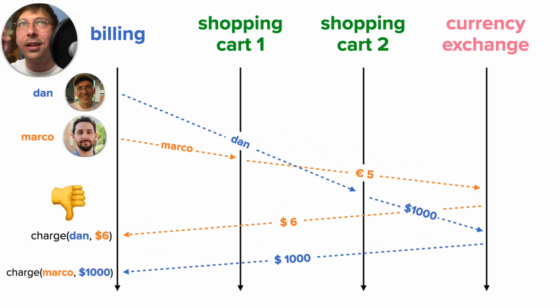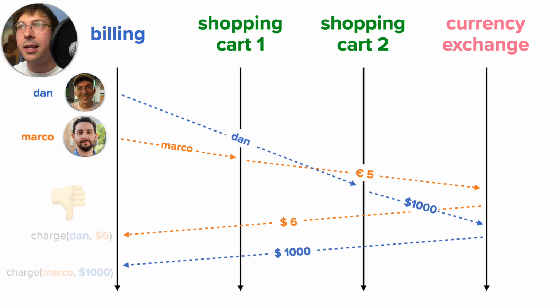So I wonder if you caught it. It's very subtle. The $1,000 now arrives second at the currency exchange service. And that means that the order that the messages arrive at the billing service has changed also. Before, the first message was the $1,000 for my transaction, and now the first message to arrive at the billing service is Marco's $6.